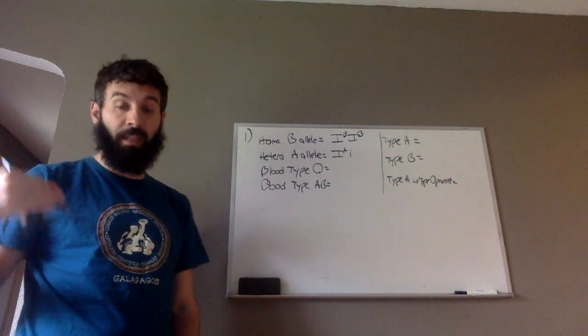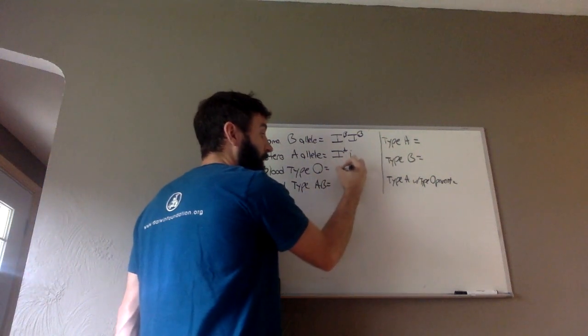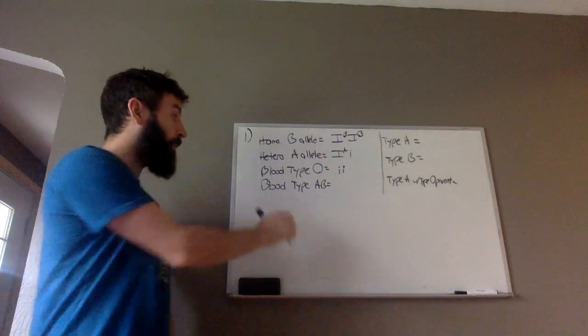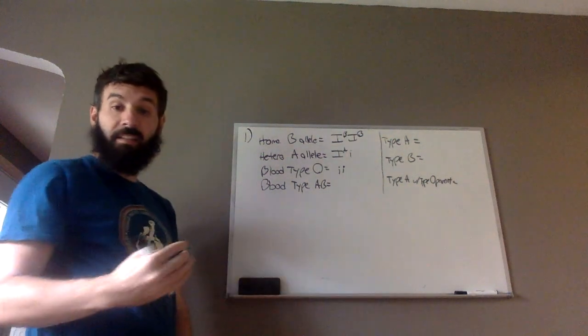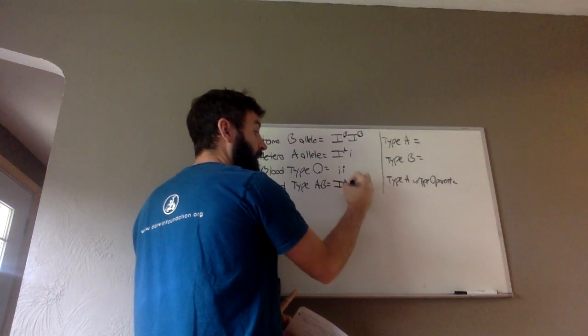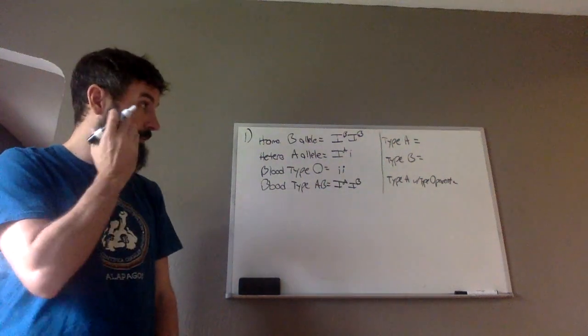Next one says blood type O. So that's the phenotype, the actual blood type. O is recessive, so the only way to be blood type O is to have two of the lowercase i's. Blood type AB. This is the scenario where you have both of the dominant alleles. So your genotype would be IA, IB.